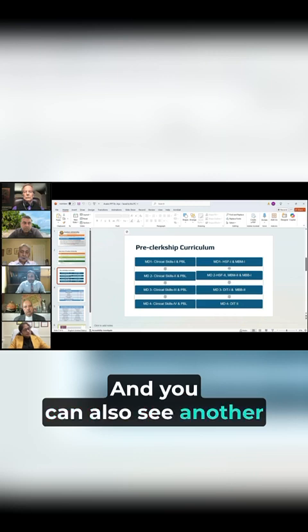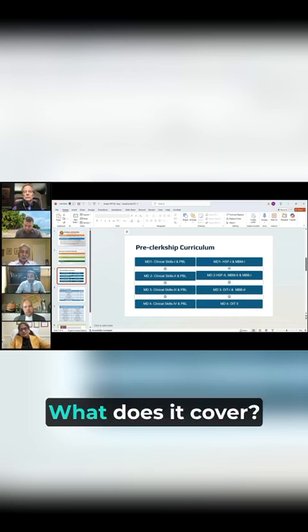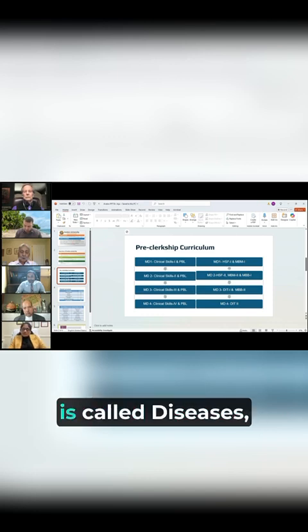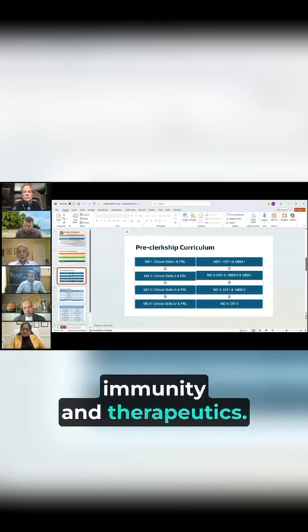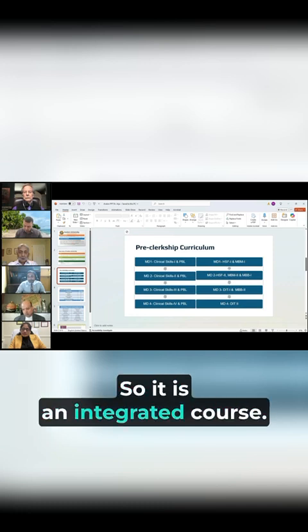You can also see another course, which is MBB. MBB means Mind, Brain, Behavior. It covers behavioral science and neuroscience. But in MD3 and MD4, you have another major course called Diseases, Immunity, and Therapeutics. This covers pathology, pharmacology, microbiology, and immunology. So it is an integrated course.